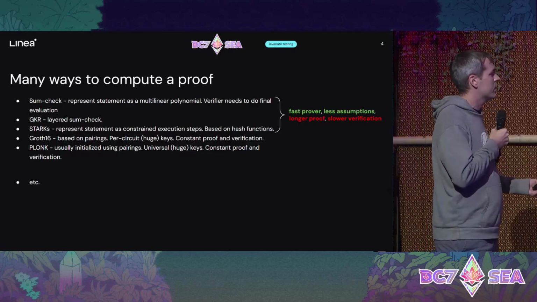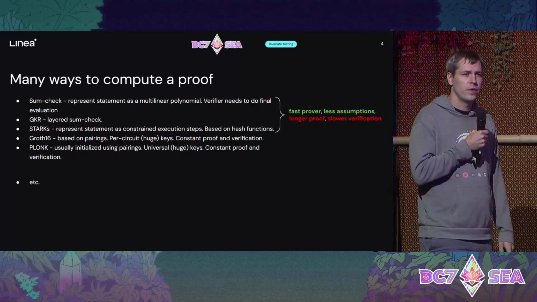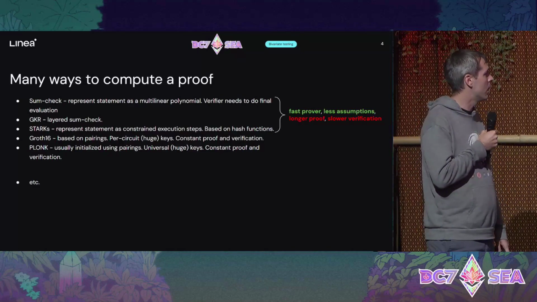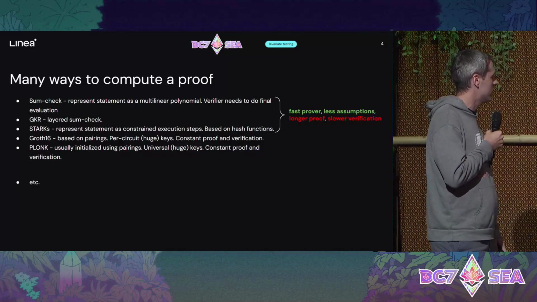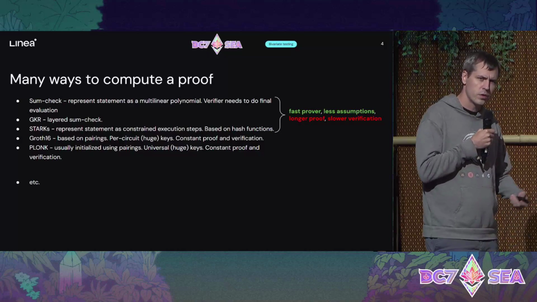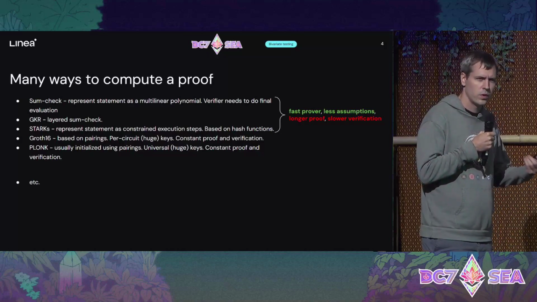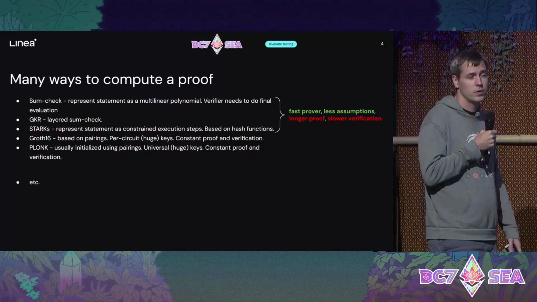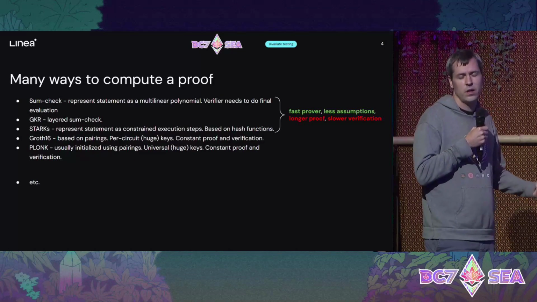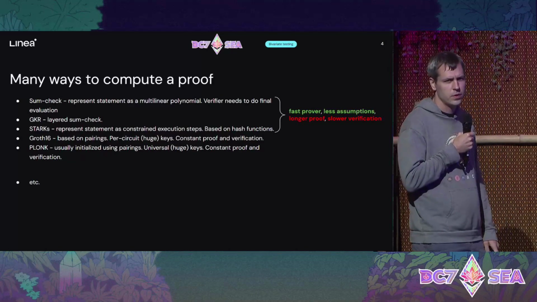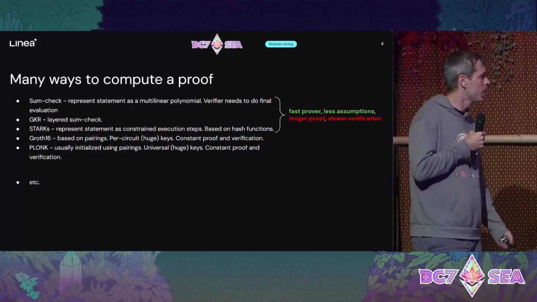For the sum check, the proof size is logarithmic in the number of steps. For STARKs, I think it's square root. So it is shorter, but not very short. So if the statement, the input, is huge, like hundreds of millions of steps, then the proofs are still big.